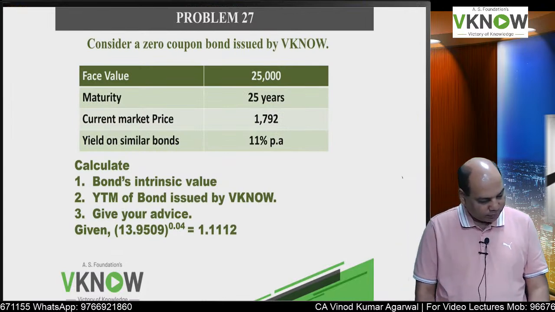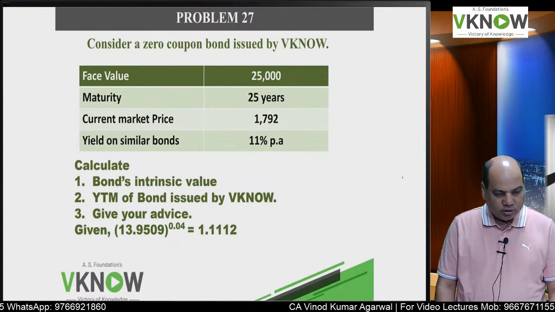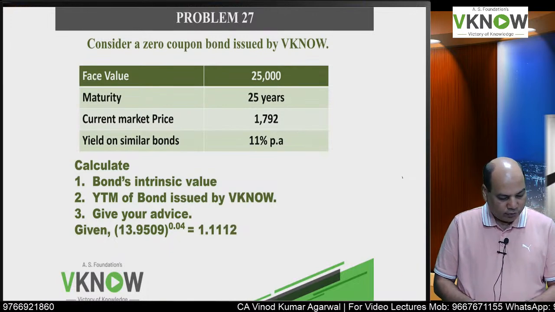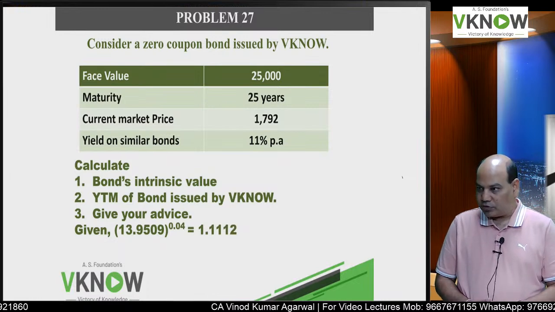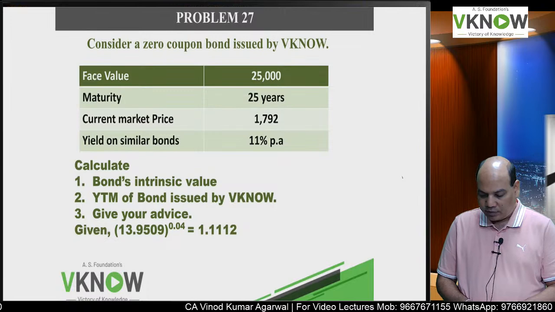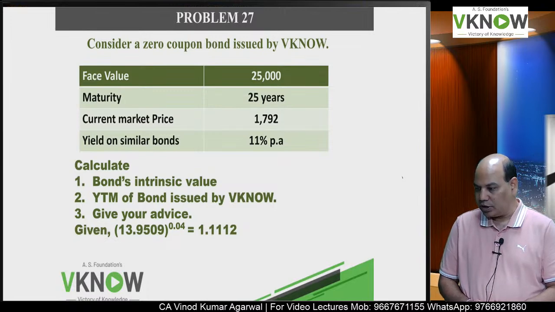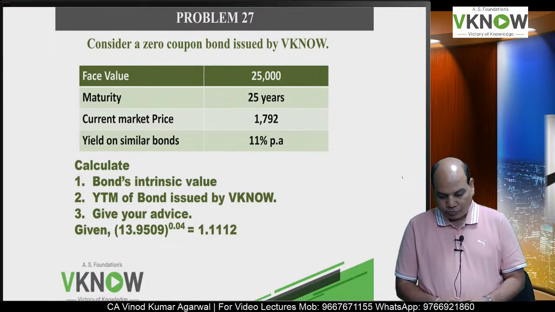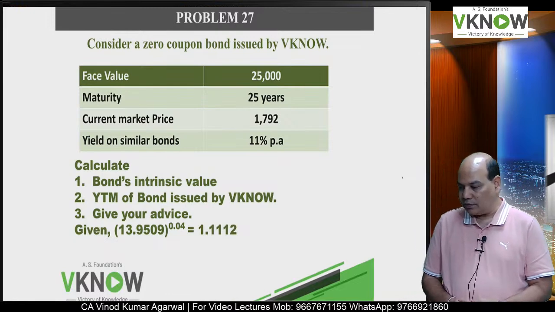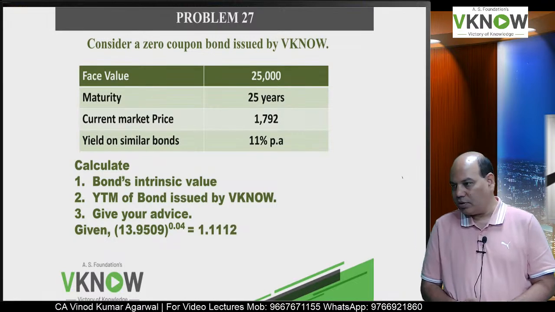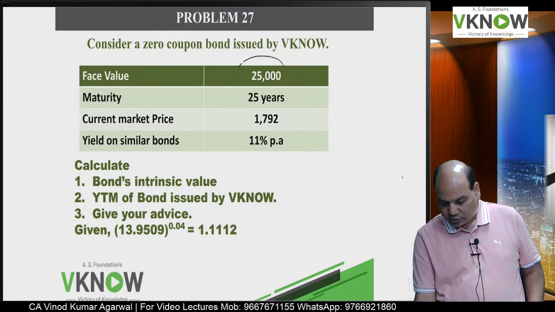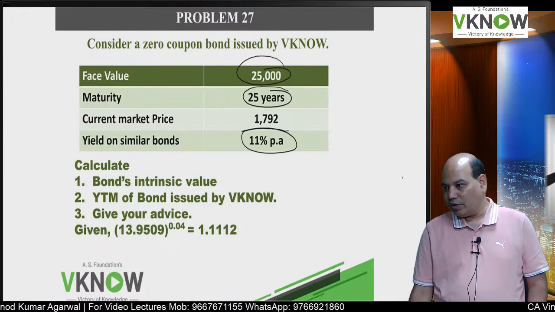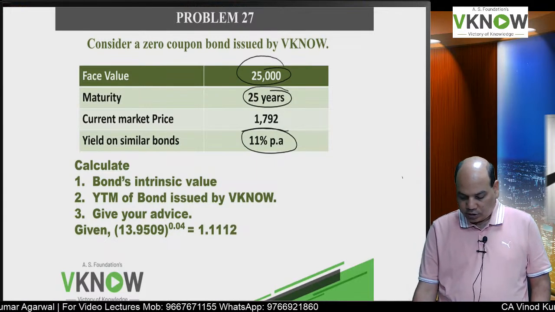One more practice. Question number 27. Consider a zero coupon bond issued by we know. Face value 25,000, maturity 25 years, current market price is 1792 and yield on similar bond is 11%. Compute the bond's intrinsic value. Intrinsic value means present value. So this is 25,000, 25 years, and this is your required rate of return. So you will be able to find intrinsic value.